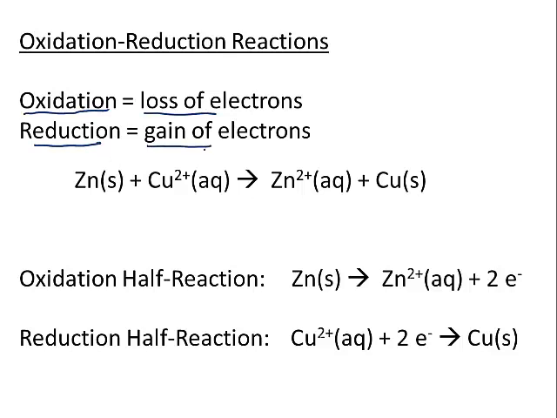So in this example reaction here, zinc reacts with copper 2 plus to make zinc 2 plus and copper. And so you can see the charge on the zinc is going up by 2. So what's really happening in this reaction is the zinc is giving 2 electrons to the copper 2 plus. So the zinc's charge goes up by 2 because it lost 2 electrons. The copper's charge goes down by 2 because it gained 2 electrons, because electrons are negatively charged. And so we say that the zinc is oxidized and copper 2 plus is reduced.